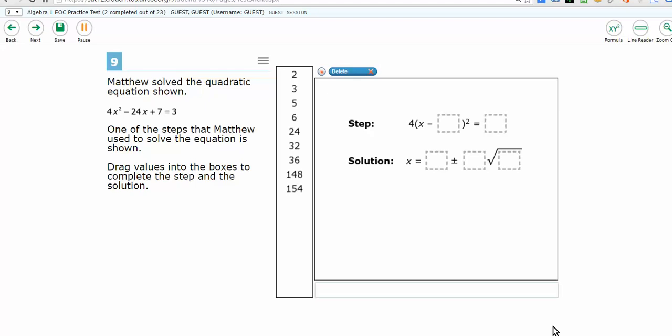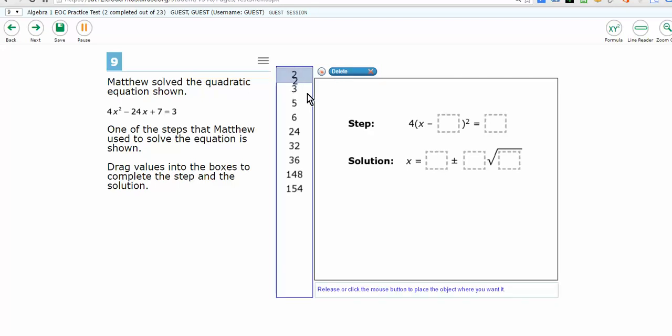It says Matthew solved the quadratic equation shown. So 4x squared minus 24x plus 7 equals 3. One of the steps that Matthew used to solve the equation is shown. Drag values into the boxes to complete the step and the solution. Okay, so we have an intermediate step and a final solution here. This is a drag and drop type question.